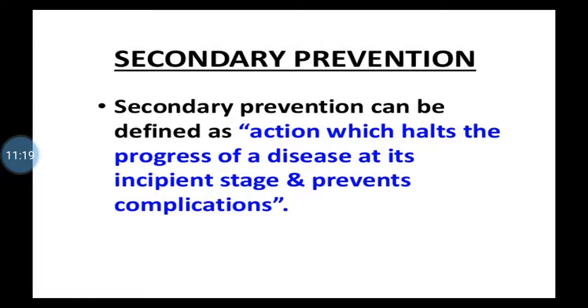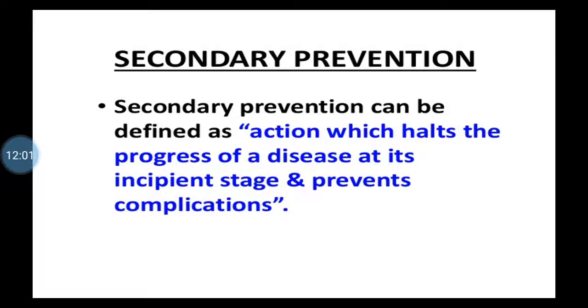So now we will speak about secondary prevention. First of all, we must know the meaning or definition of secondary prevention. Secondary prevention is defined as action which halts the progress of disease at its incipient stage, or we can say starting stage, initial stage, and prevents further complications. So that is the meaning of secondary prevention. Again I repeat, action that halts the progress of disease at its initial stage and prevents complications.